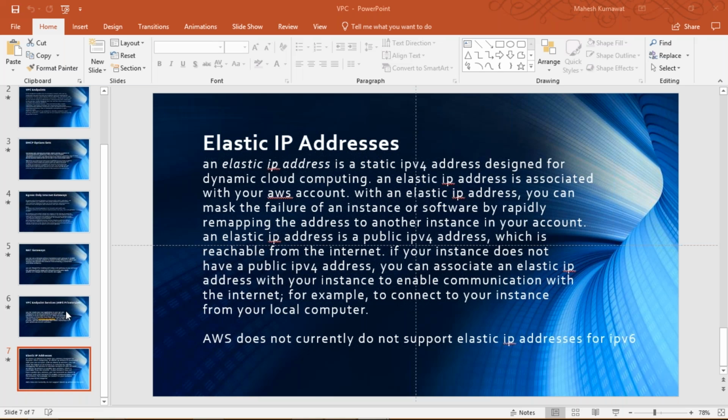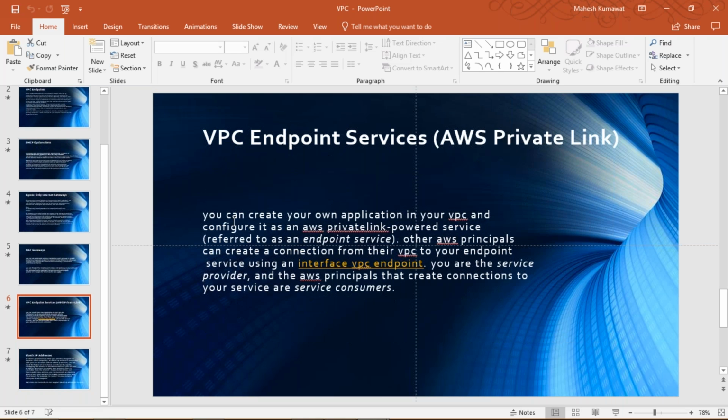Okay, we were just talking about some more things. VPC endpoints. You can create your own application in your VPC and configure it as an AWS PrivateLink. With PrivateLink, you can connect to the AWS environment privately.